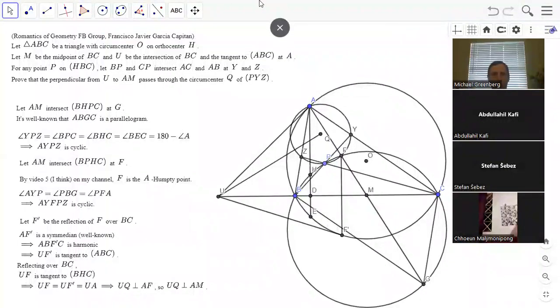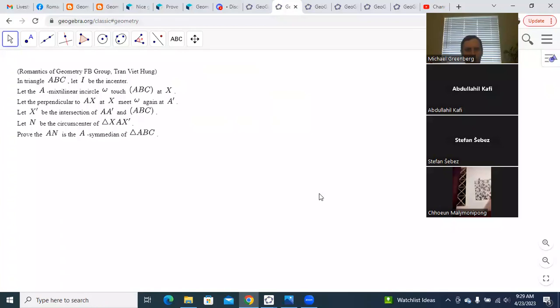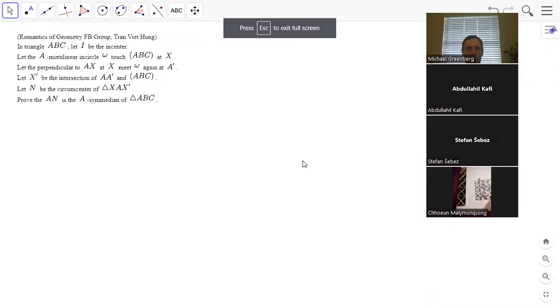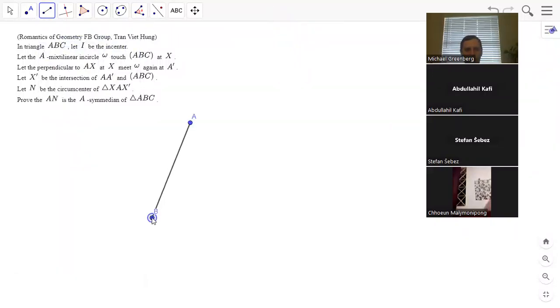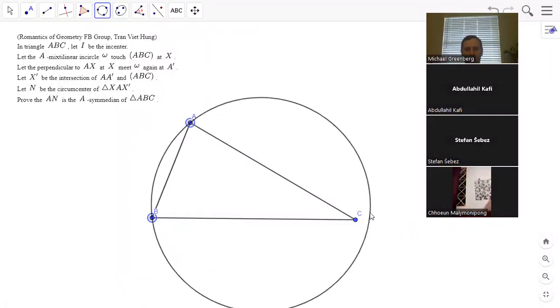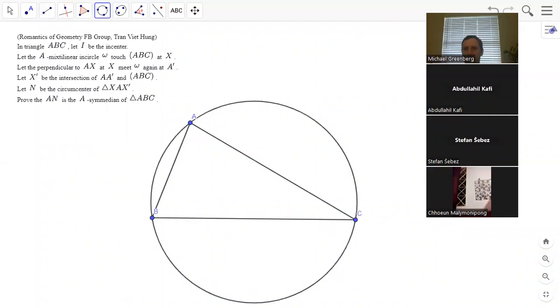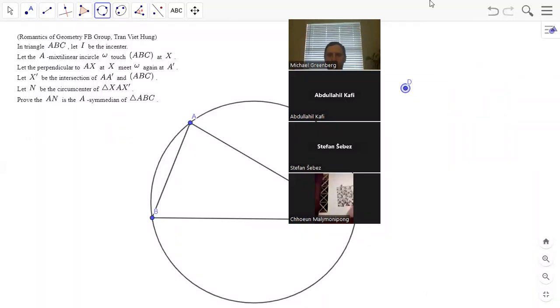So there was one problem from someone from Vietnam. This one looks like it might be a little tricky. So let's try it. How do I maximize? There we go. So we have a triangle ABC. So this problem involves the mixtilinear incircle. I was having some trouble with the desktop GeoGebra, but I just realized you can make tools on the internet version by creating tools here. So I'm going to try that out next time.